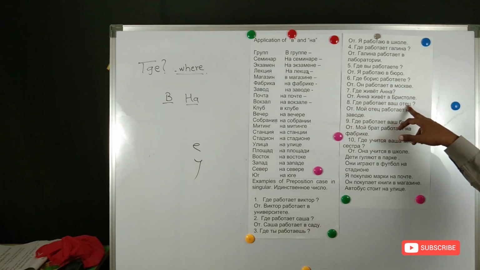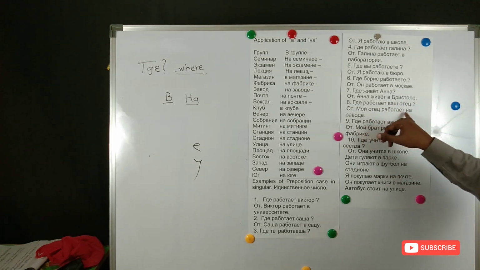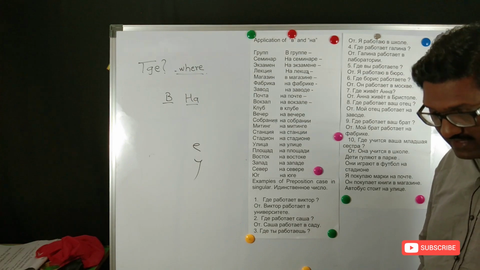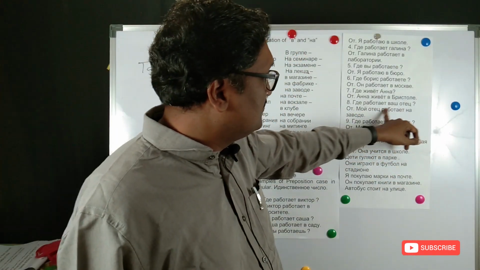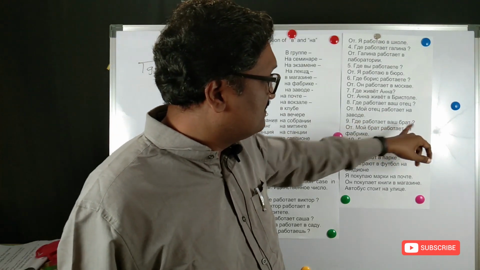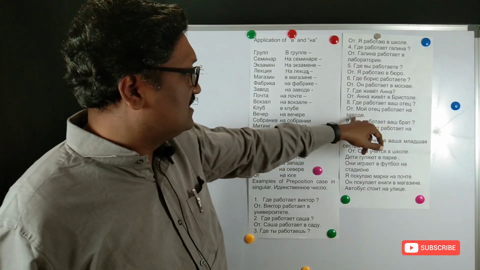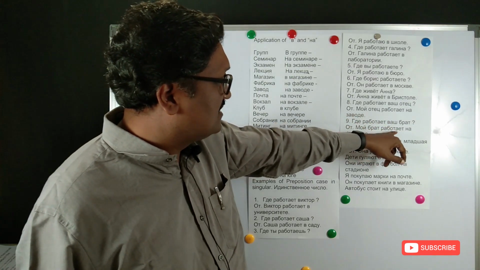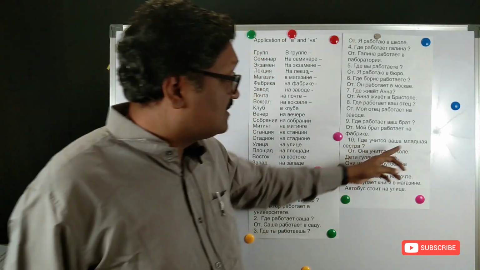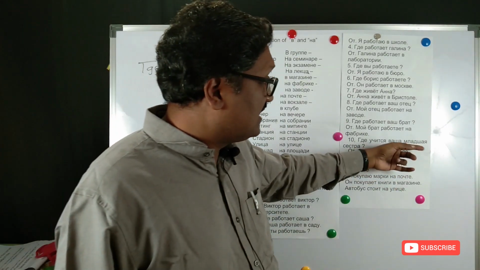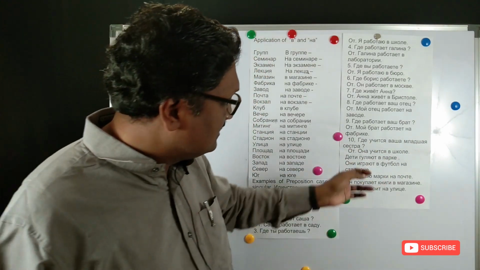Gde rabotayet vash otets? Where your father is working? Moy otets rabotayet na zavode. My father is working at the plant or factory plant. Okay. Na zavode. Moy otets rabotayet na zavode. Gde rabotayet vash brat? Moy brat rabotayet na fabrike. See, otets rabotayet na zavode. Brat rabotayet na fabrike. Gde uchitsya vasha mladshaya sestra? Mladshaya sestra, we have seen in the adjective topic. Ona uchitsya V shkole. She is learning in the school.